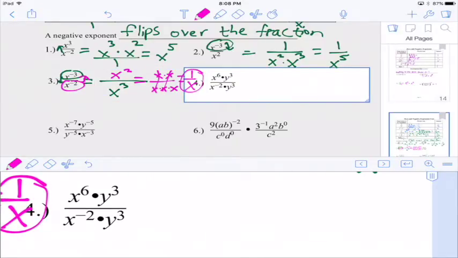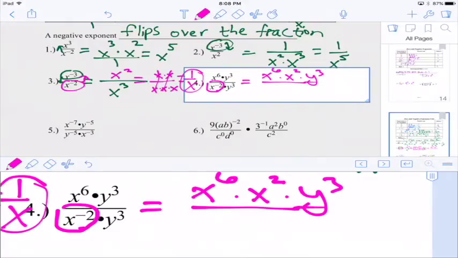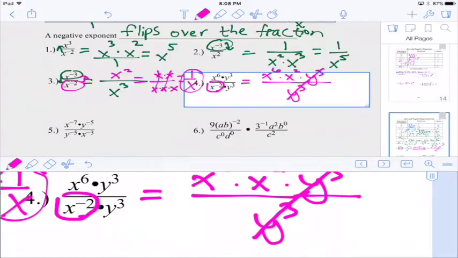All right, so I'm going to flip all my negative exponents. In this case, it's just negative 2. It's going to go to the numerator. So I got x to the 6th times x squared. That one came up from here. And then I still have y cubed over y cubed. Everything else stayed the same. Well, y cubed divided by y cubed, that's going to cancel. And then I have x to the 6th times x squared. That's going to be x to the 8th.